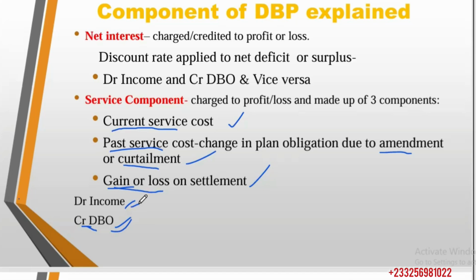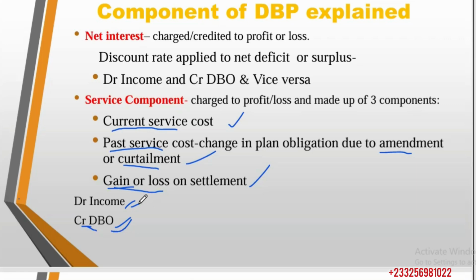The loss or gain on settlement depends. If it is a loss, we add it to the service cost, meaning we debit P&L. But if it's a gain, we less it, or the gain should reduce the service cost. So a gain on settlement should reduce the service cost. Meaning if it's a gain, we deduct from the service cost, meaning we have to credit our P&L.